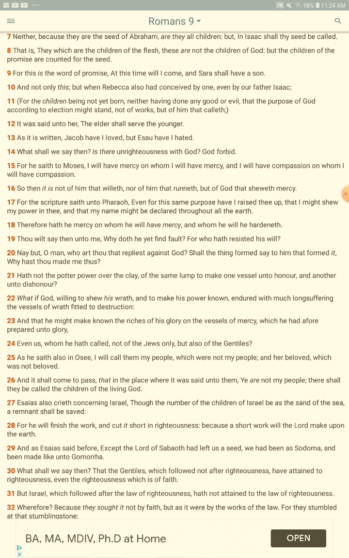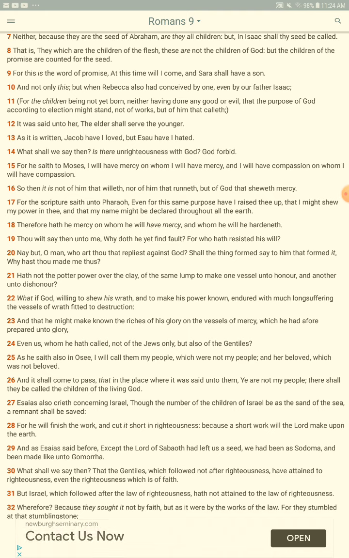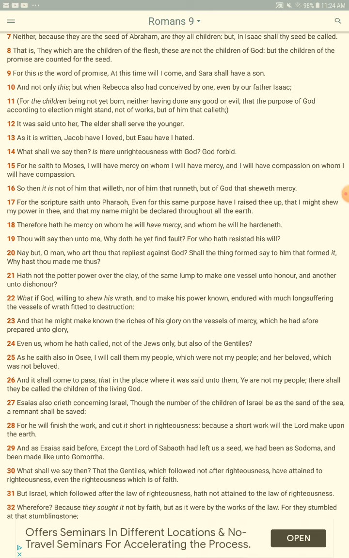For this is the word of promise, at this time will I come, and Sarah shall have a son. And not only this, but when Rebekah also had conceived by one, even by our father Isaac. For the children, all right, so pretty much I'm gonna stop right there. So it's just saying that he had to come into the seed line, because it's all about the seed line all the way through.